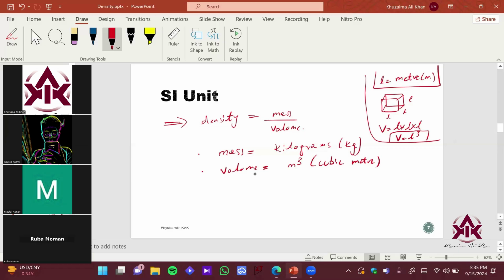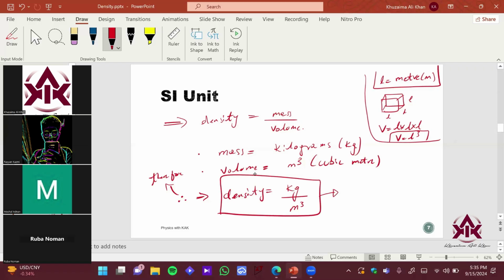So we just put these things into the formula. Therefore, the SI unit of density is kilogram per meter cube, right? Or if you want to write it in English alphabetical form, it is going to be kilogram per cubic meter. Anyone else want to participate?